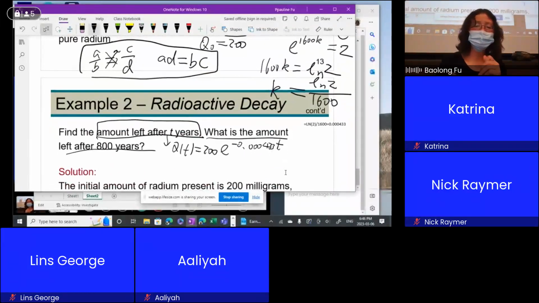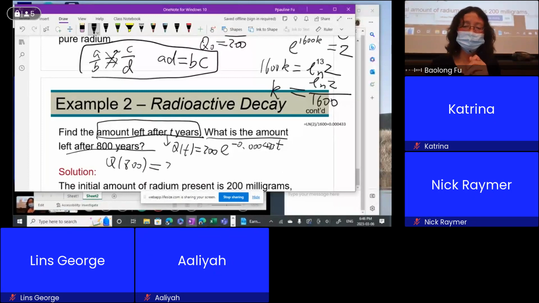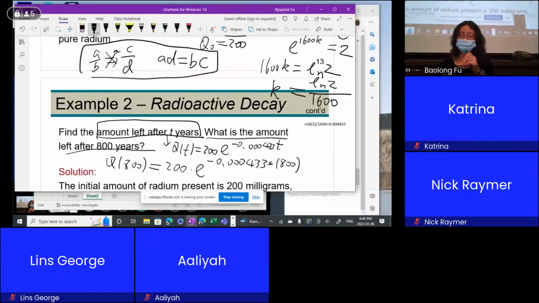Next question, what is the amount left after 800 years? So plug in t. Q(800), t equals 800. It is equal to 200 times e raised to the power negative 0.000433 times 800. And how do I know this number? Excel. In Excel, you need to use the exp function. exp, it is the e.